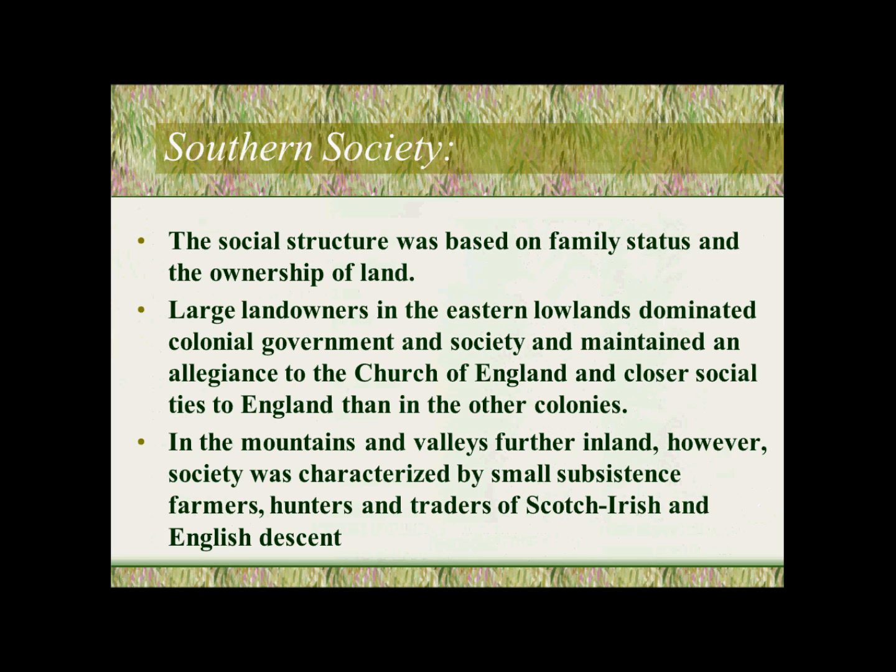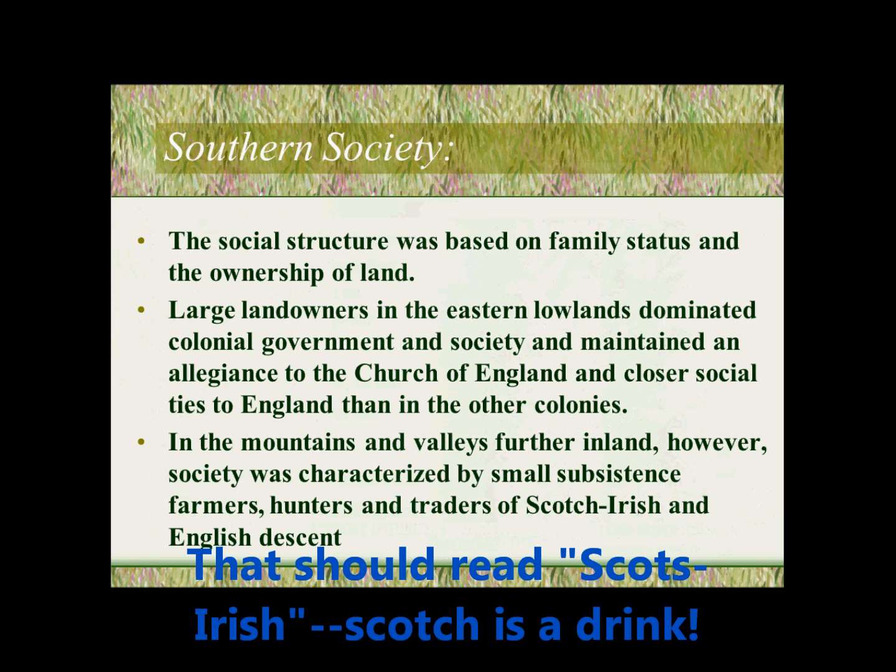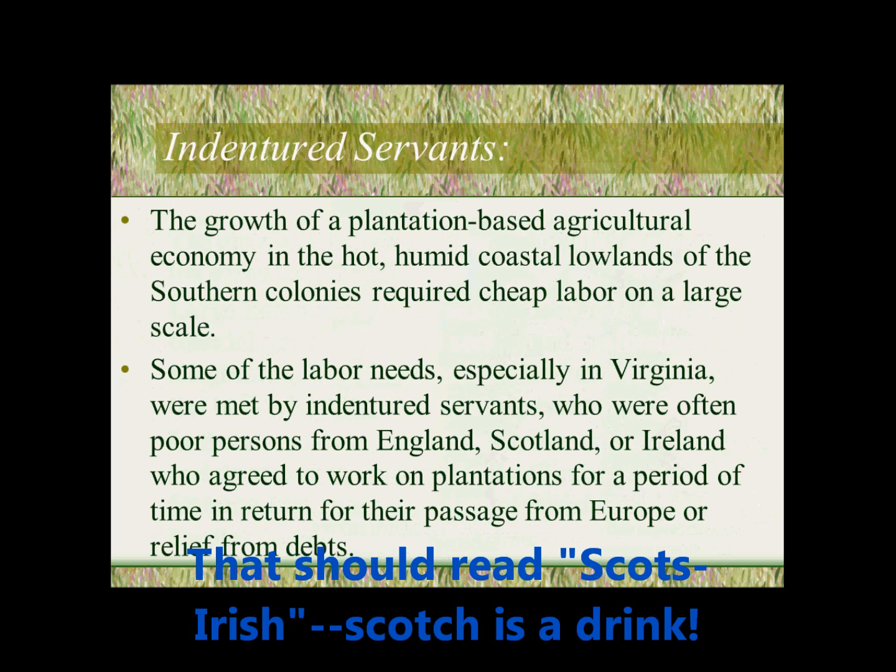So in the mountains and valleys further inland, however, society was characterized by small subsistence farms. Again, small farms, just enough for you and your family, hunters and traders. But these are particularly Scots-Irish and English descent. So that's where the more poor people are.